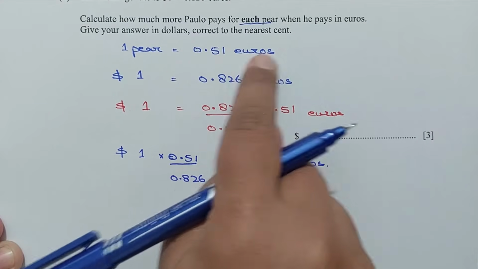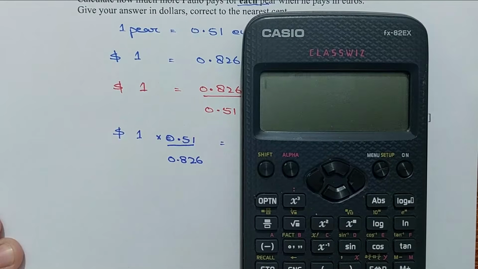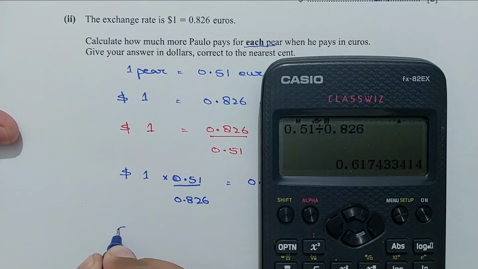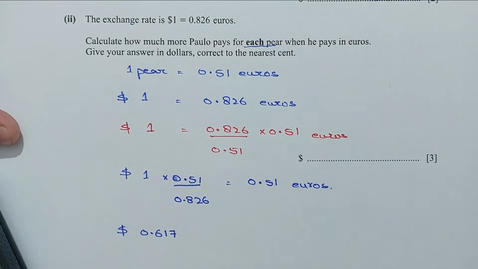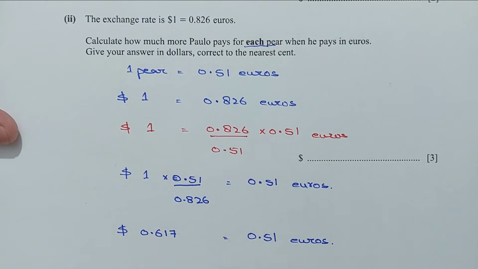We have to work on 0.51 euros. Okay, so this is 0.51 divided by 0.826, which should be in terms of dollars. This is $0.617, and this would be 0.51 euros. So this is the cost of each pair in terms of euros. We have to convert our answer in terms of dollars, right?